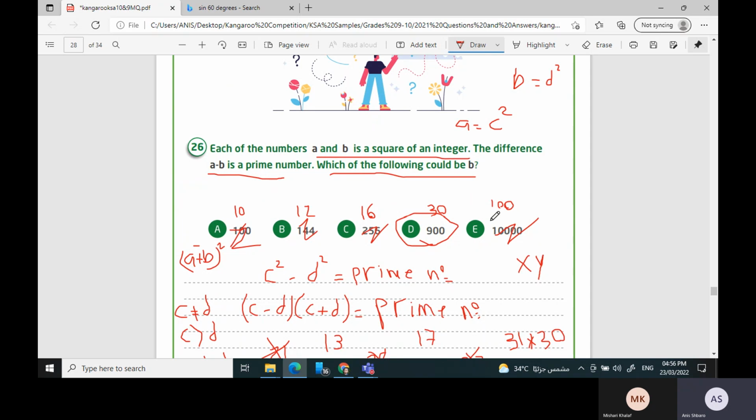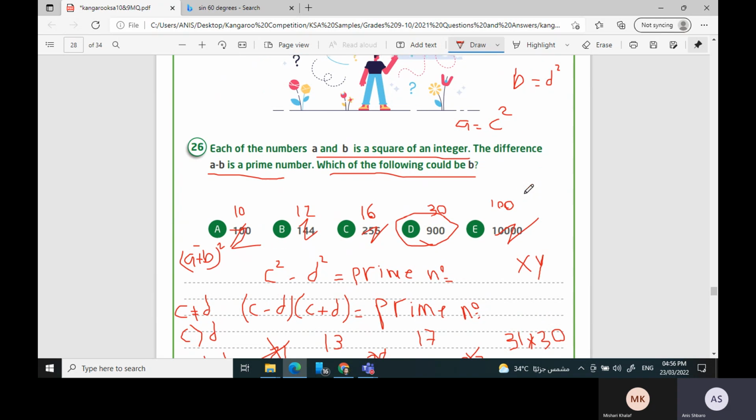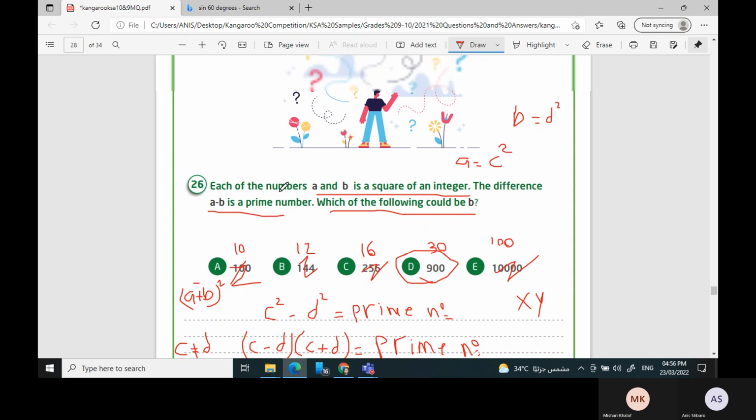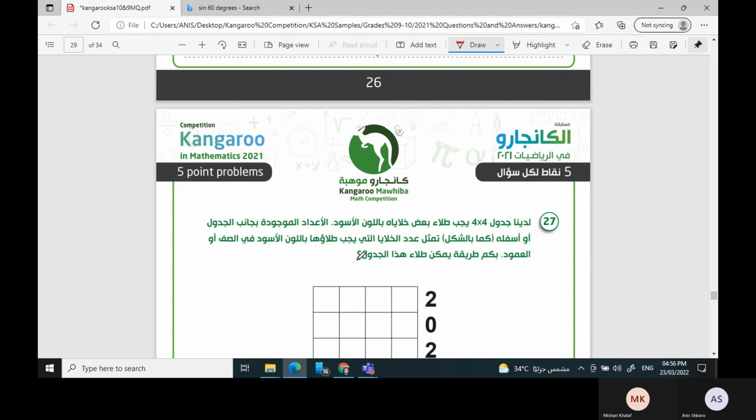Or we can simply try this one, the final one, and then we are not going to get a prime number, 201, which we know is divisible by 3. So, but this one is one that you can solve directly.